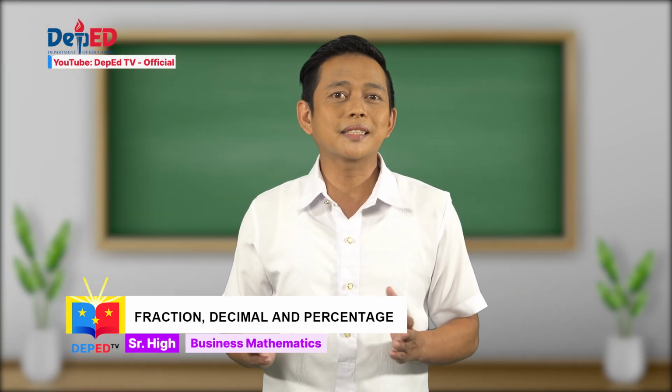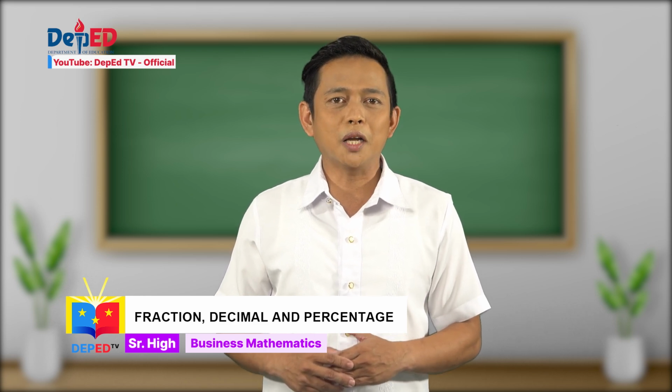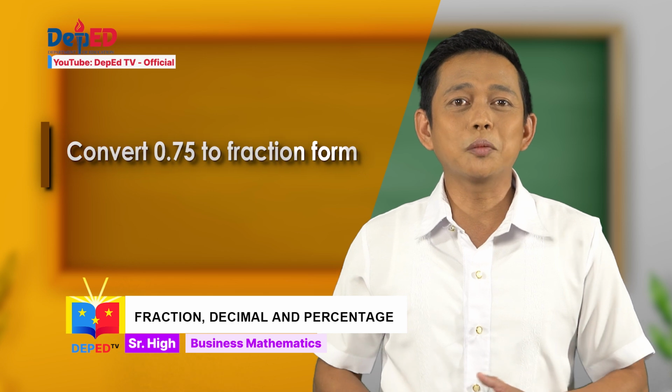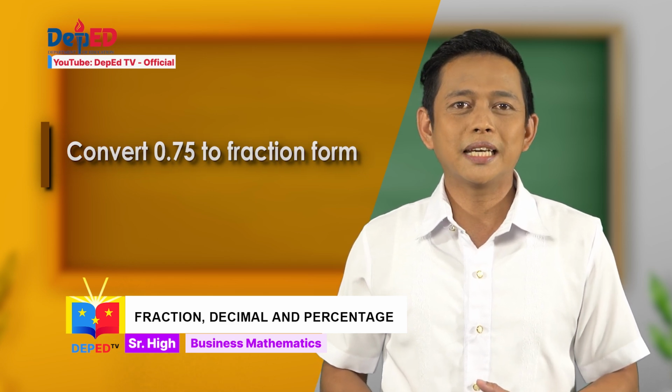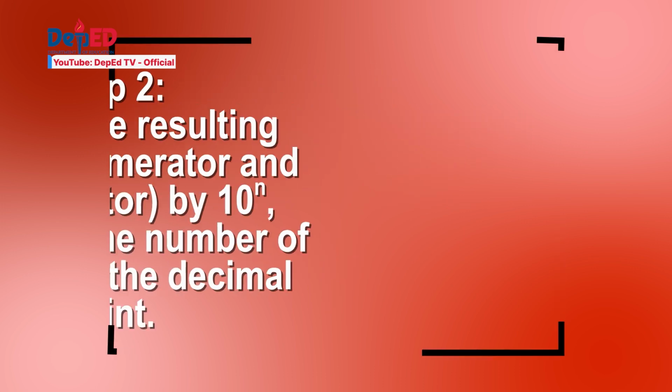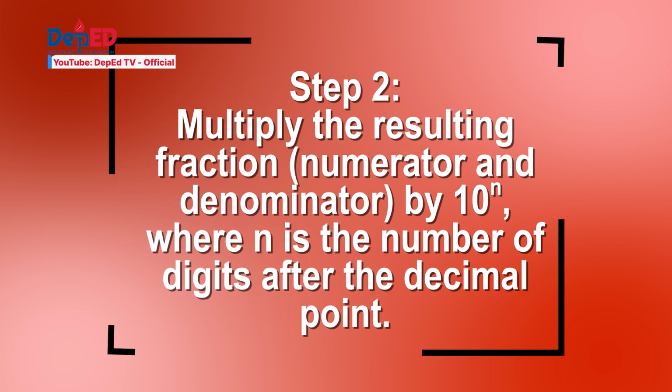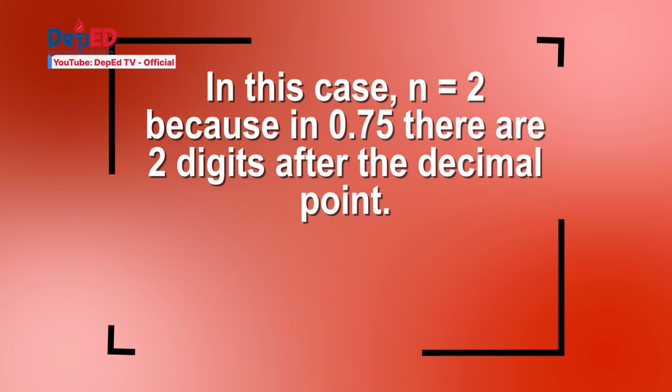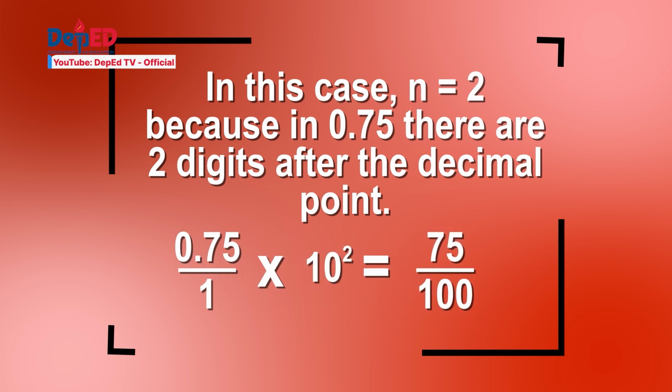To convert or express a decimal to fraction form, we need to do the following steps. For example, let us convert 0.75 to fraction form. Step 1. Write the decimal value as a fraction with the denominator of 1. Step 2. Multiply the resulting fraction's numerator and denominator by 10^n, where n is the number of digits after the decimal point. In this case, n is equal to 2 because in 0.75, there are 2 digits after the decimal point. 0.75 over 1 times 10 squared is equal to 75 over 100.